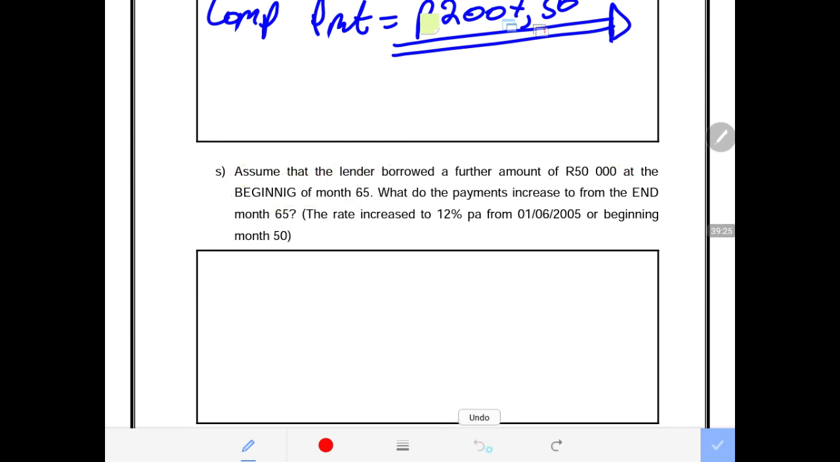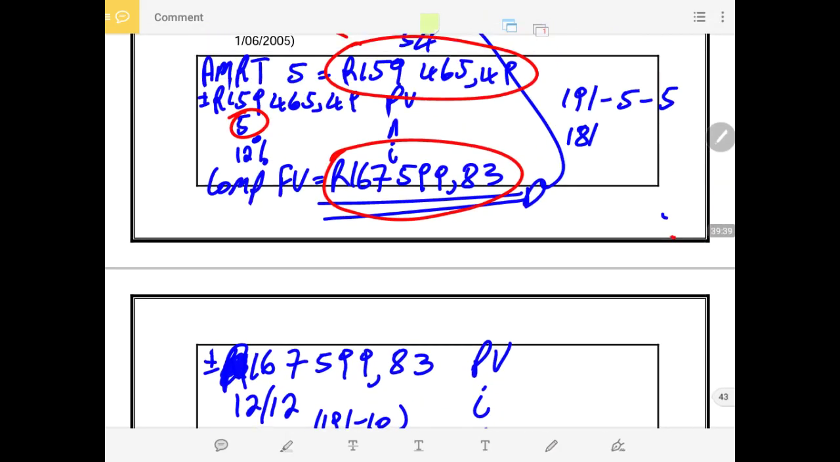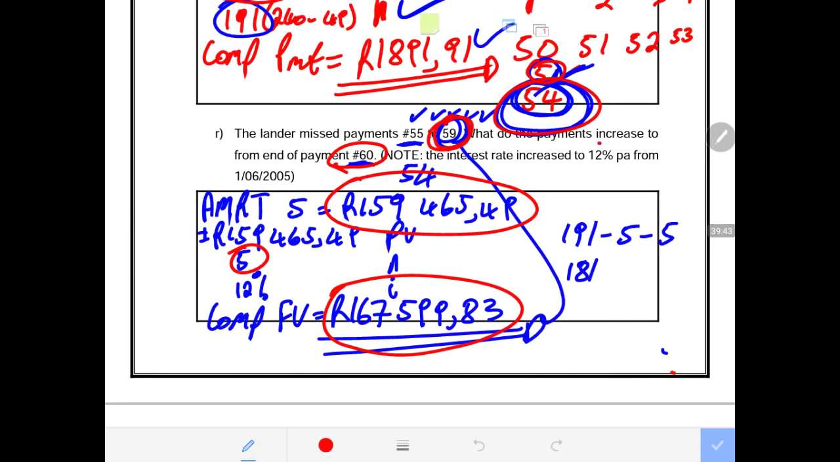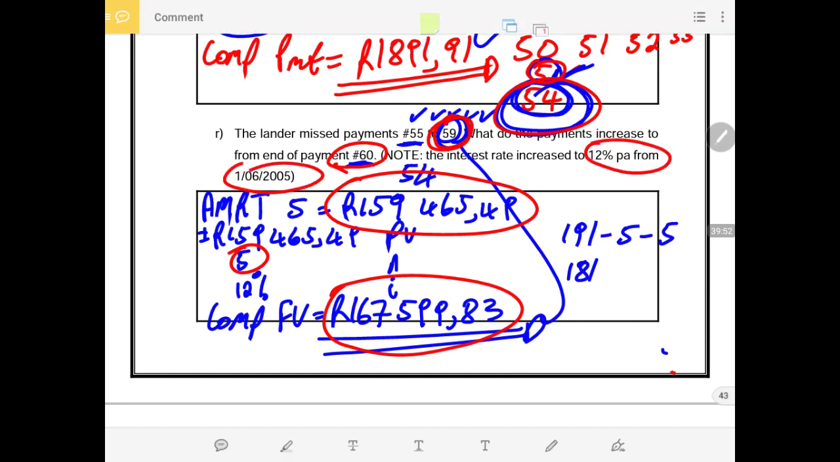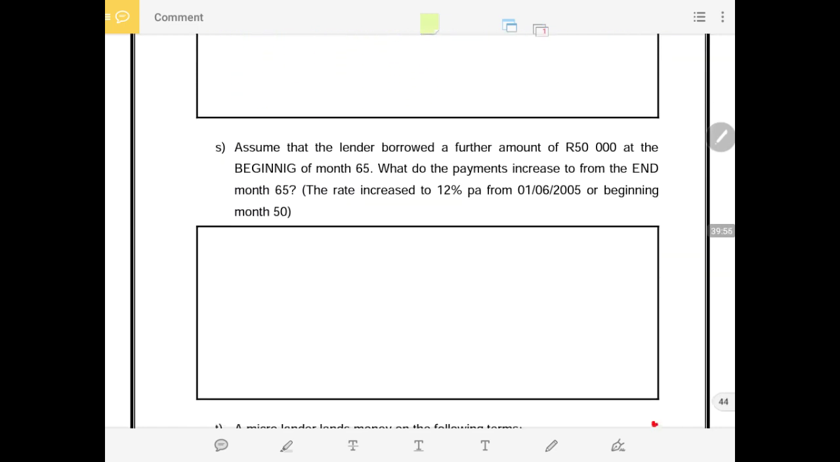Now we need not to be ignorant or forget the fact that the interest rate increased to 12% per annum compounded monthly from the beginning of the month of June 2005, which was also highlighted here, that the interest rate was increased on the 1st of June, so we needed not to be ignorant of that. And we did take that into consideration. Now, also here, we need to take that into consideration.